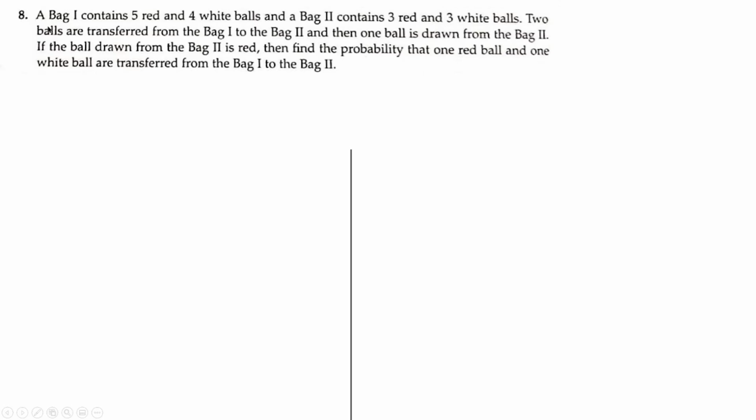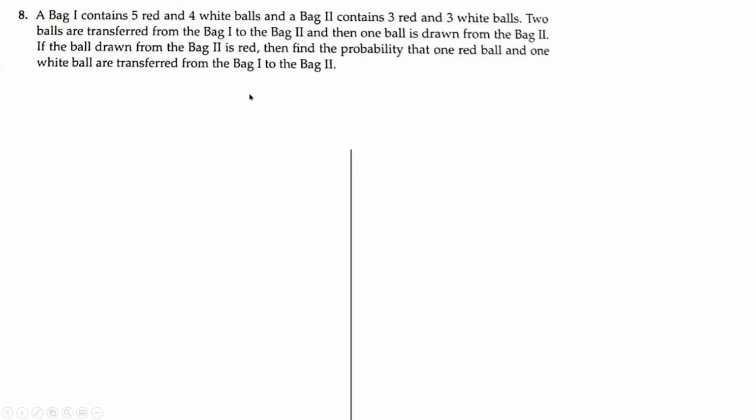Next question. Bag 1 contains 5 red and 4 white balls, and bag 2 contains 3 red and 3 white balls. 2 balls are transferred from bag 1 to bag 2, and then 1 ball is drawn from bag 2. If the ball drawn from bag 2 is red, then find the probability that 1 red ball and 1 white ball are transferred from bag 1 to bag 2.